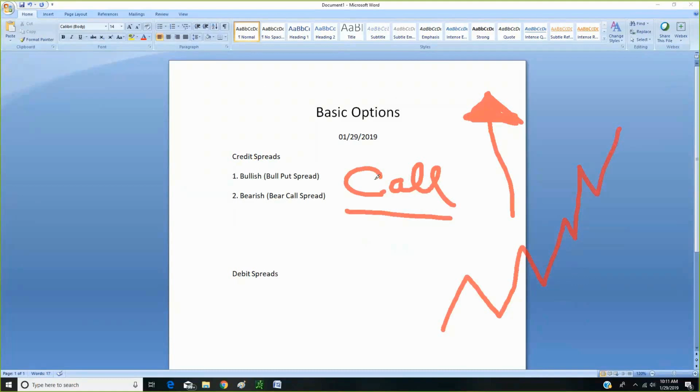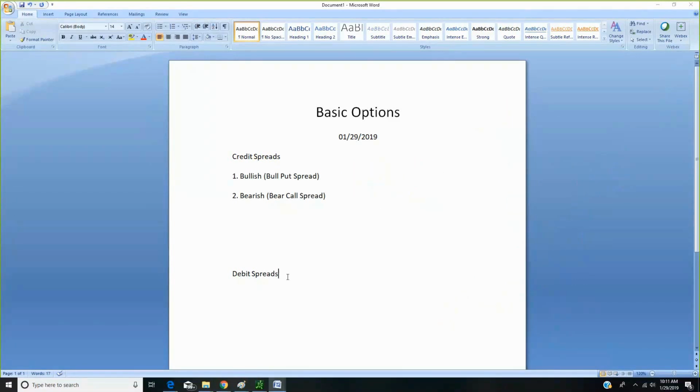When I sell a call, I want the stock to go down. I don't care if it goes fast or not. Same with bear call spreads. Now, when we do debit vertical spreads, the key thing is debit. It costs us money. But this is another weapon in your tool bag.